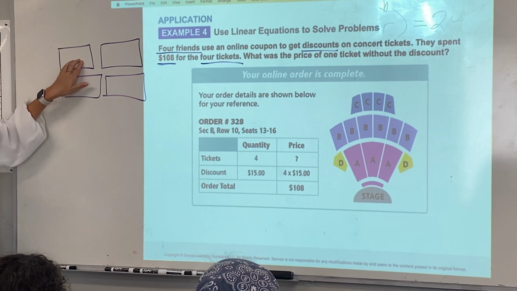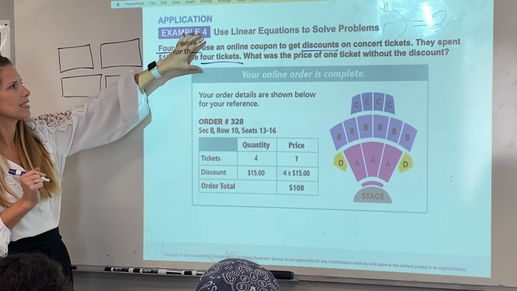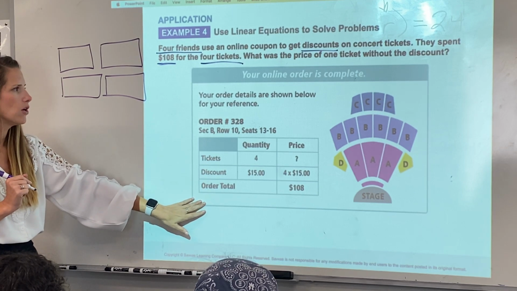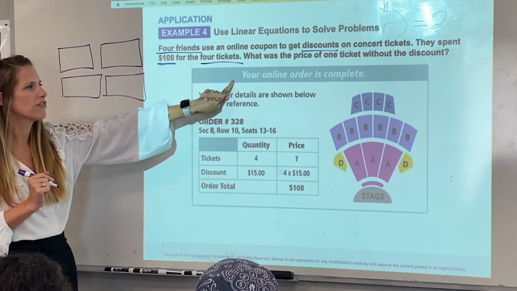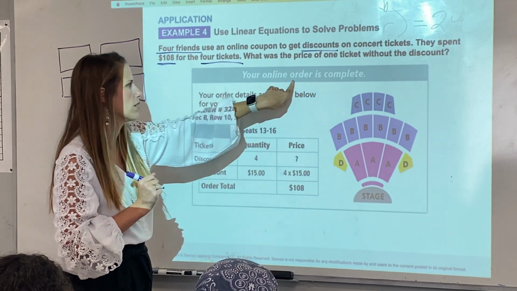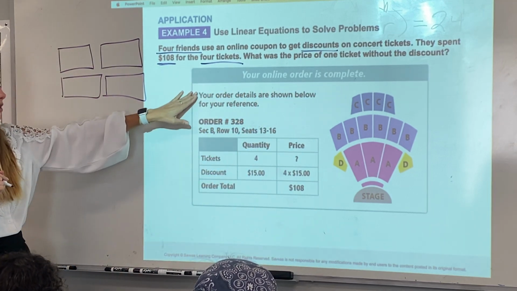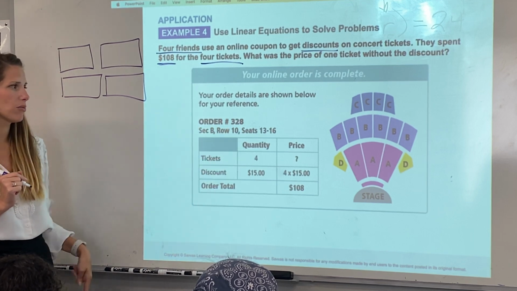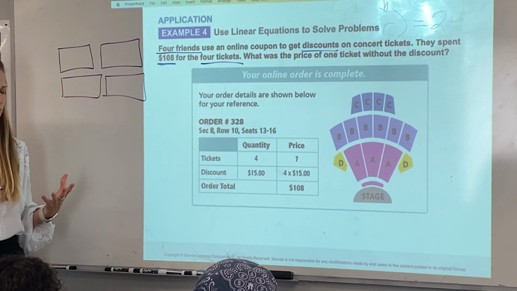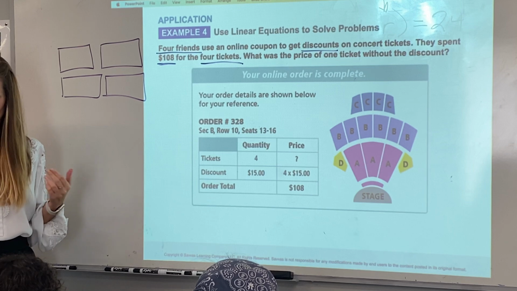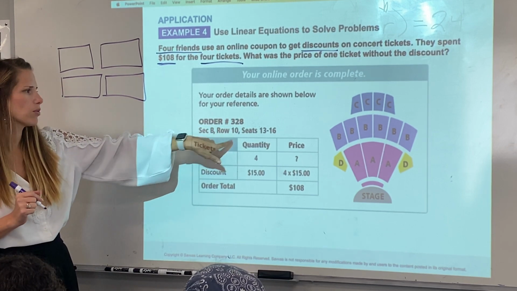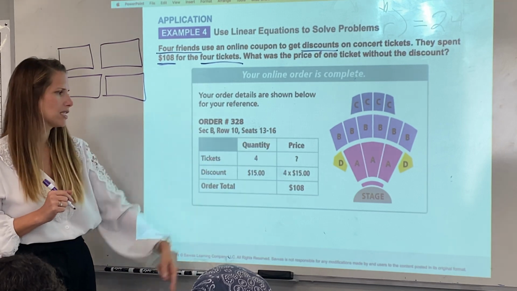Oh, I'm sorry, the discount isn't given here. It's given in this table right here. Okay, so we have this confirmation, your online order is complete, and then it's showing the details. A lot of this, we don't need to know. We don't care what the order number is, right? That's something that you're going to see on a test. You're going to be like, do I divide 328 by 4? No, that's just the order number, just extra information. We don't really care where they're sitting. We know that they got 4 tickets total.